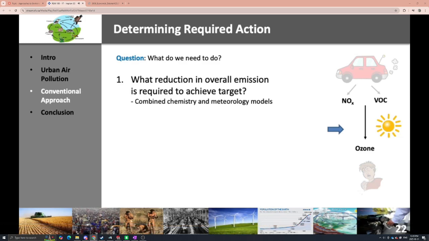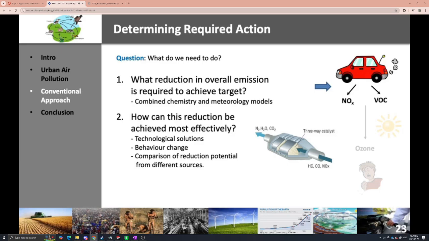First, we figure out how low the precursor emissions need to be so that we get ozone concentrations below the target level. And to determine this, researchers use computer models that simulate both the chemistry and the meteorology in the region, so what the weather's doing. Similar to climate models, we can simulate different scenarios over and over again, super fast with computers, and then figure out what management works best based on our understanding of the system.